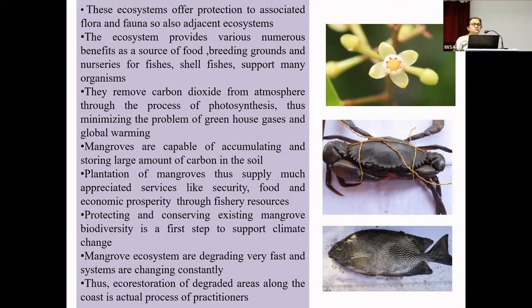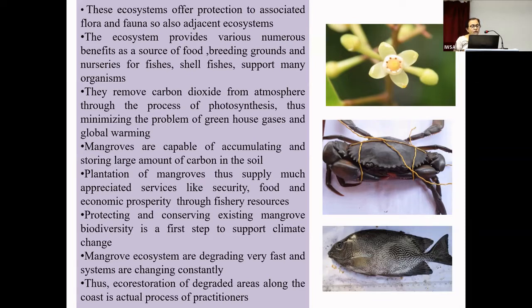All these ecosystems provide numerous benefits. They are a source of food, breeding grounds, and nursery for fishes, shellfishes, and support a number of organisms. And they remove carbon dioxide from the atmosphere. I'll give you an example: 22 metric tons per acre is accumulated through the process of photosynthesis, and it can minimize the problem of greenhouse gases and global warming.